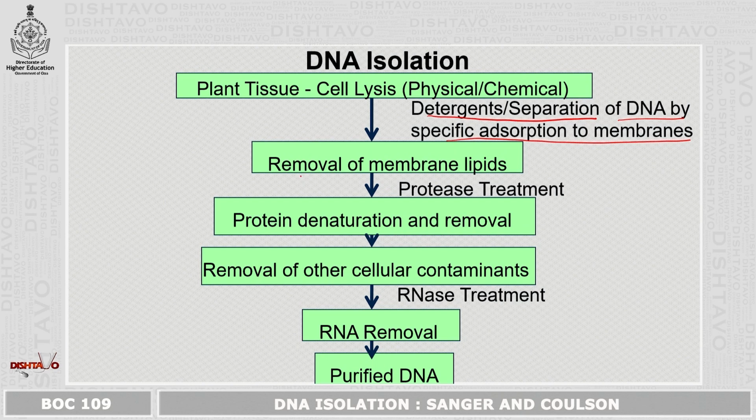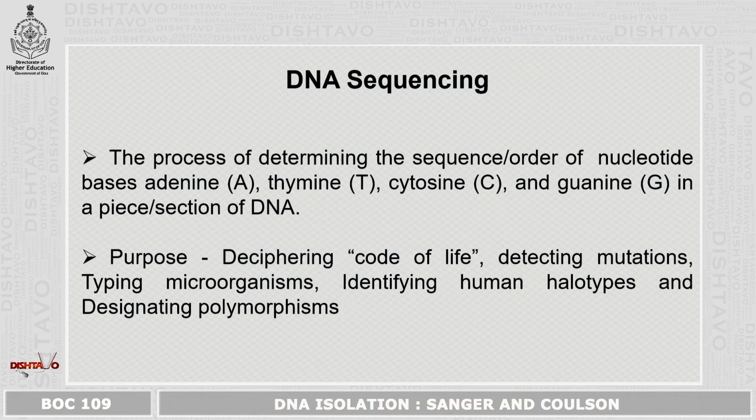We will be able to remove the membrane lipids, followed by protease treatment. With protease treatment, the protein denaturation and removal will be achieved, followed by removal of other cellular contaminants. Later, RNase treatment to remove the RNA. And finally, you will get the purified DNA, which we'll be using for the sequencing.